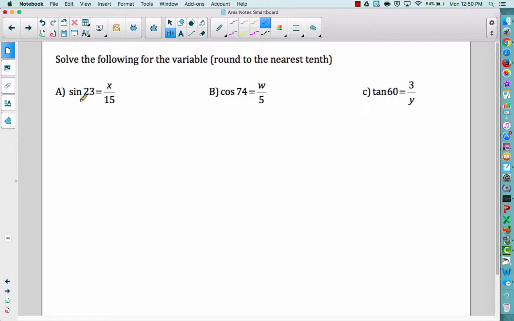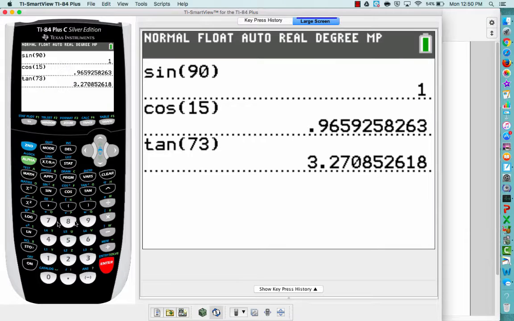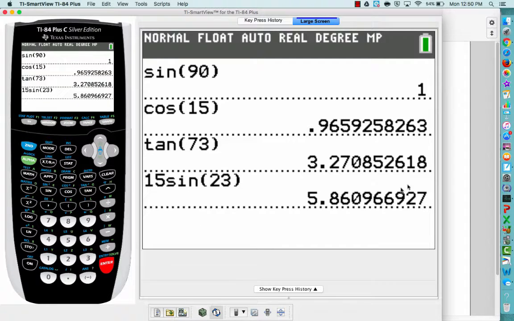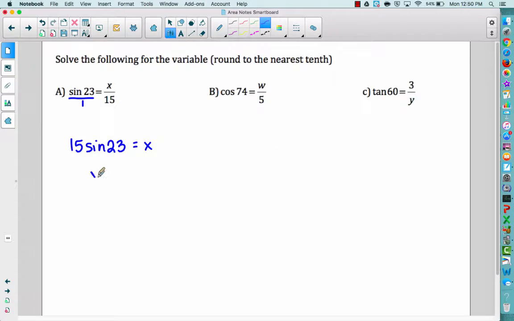If I'm solving for any variable, I suggested creating a proportion and then cross multiplying. When we do cross multiply, we want to put the 15 in front of the sine 23. We never multiply it to the 23. So we set up our equation like that, 15 sine 23. Then we grab our calculator and we put in 15 sine 23, and we get 5.9. So x equals 5.9.